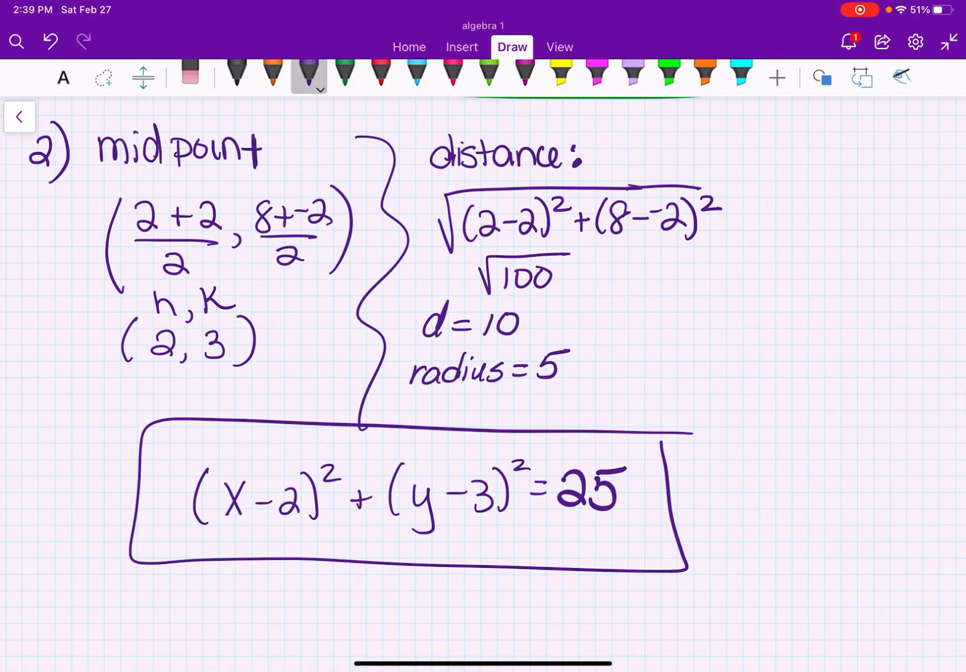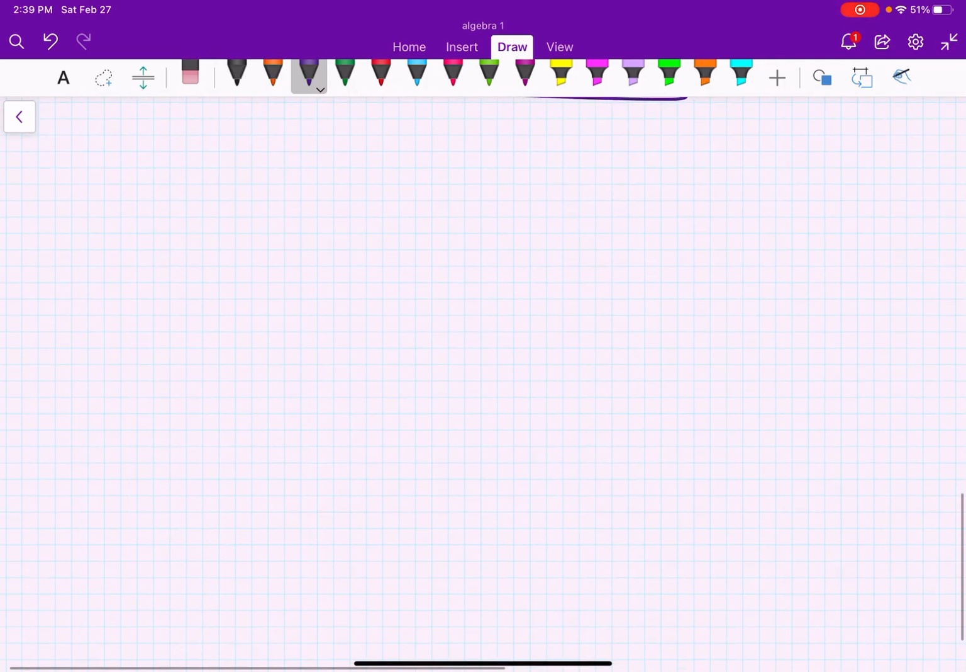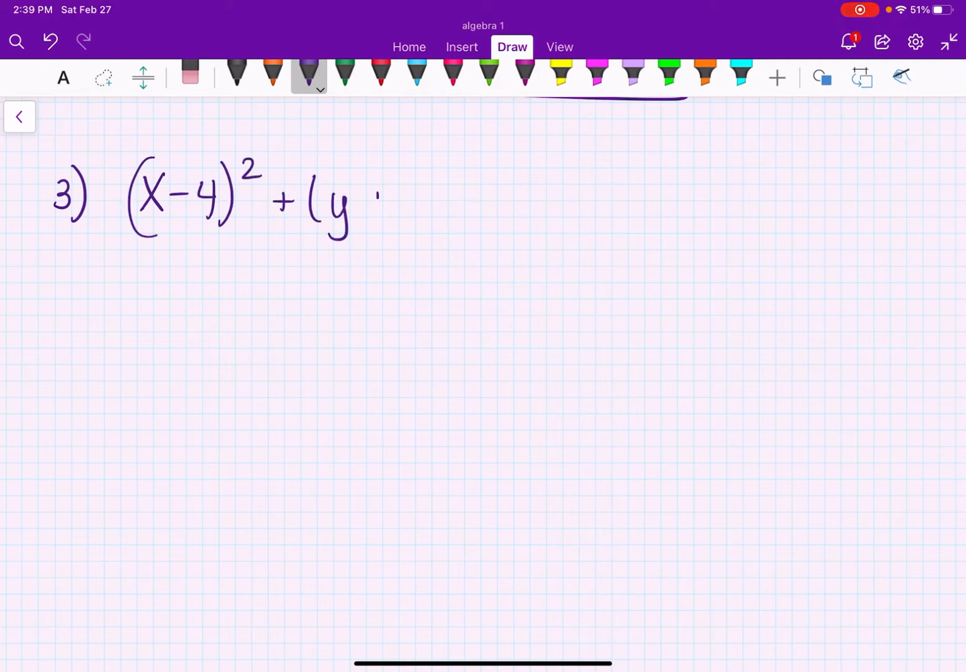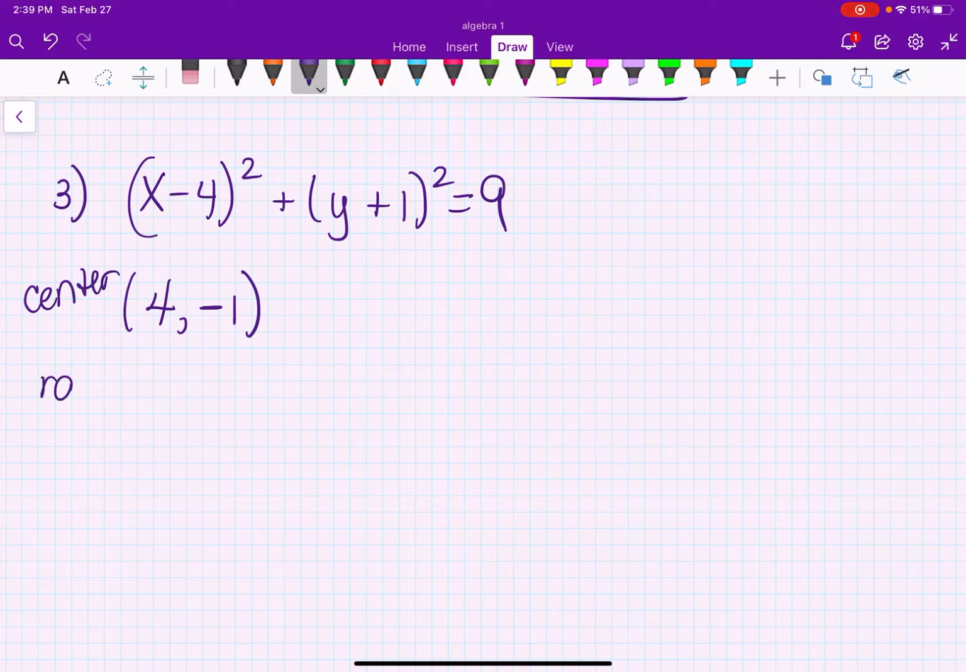Okay? All right, now let's graph it. Let me show you how to graph it. Okay, so number 3, it already gives you the equation in perfect form. You know what's coming is we're going to have to complete the square, and I can't wait because we get to complete the square twice in one problem. It's so fun. Okay, anyway, this one's already in perfect form. So our center is going to be (4, negative 1). Remember, we have to change the signs. There's our center.